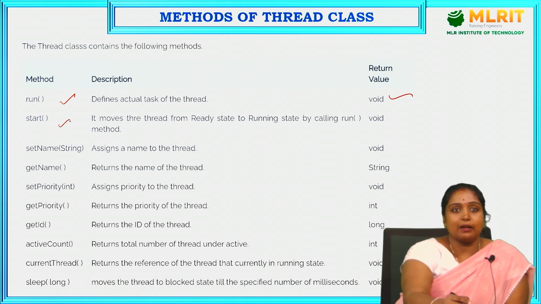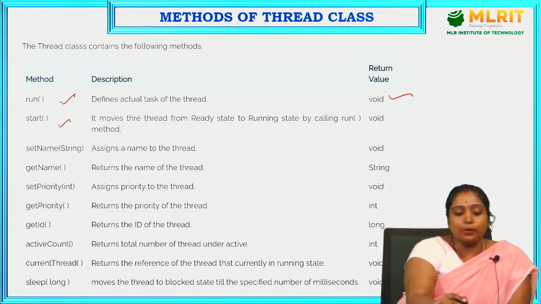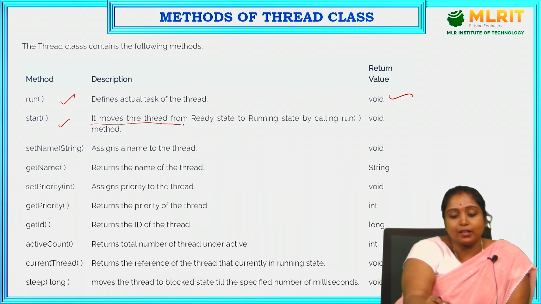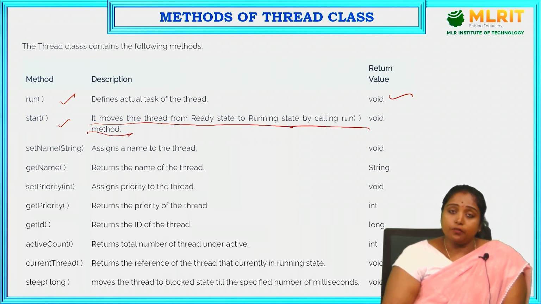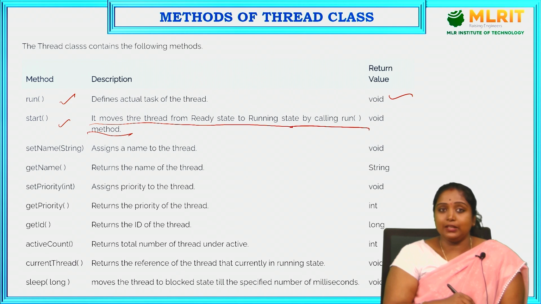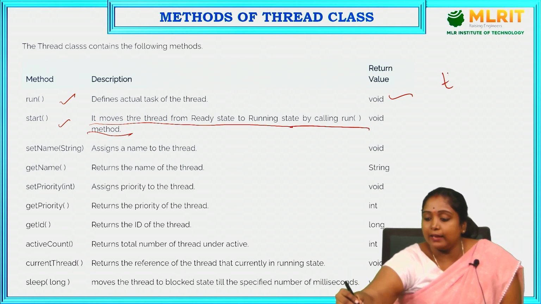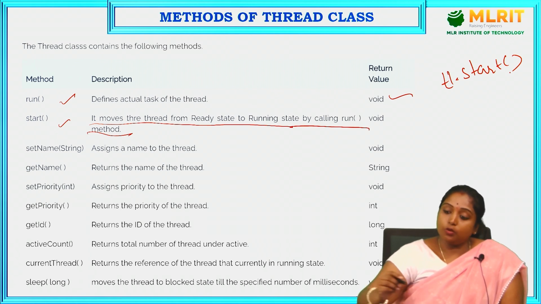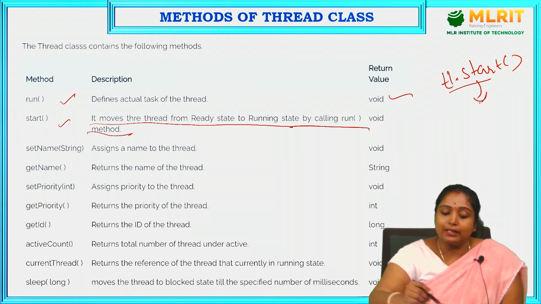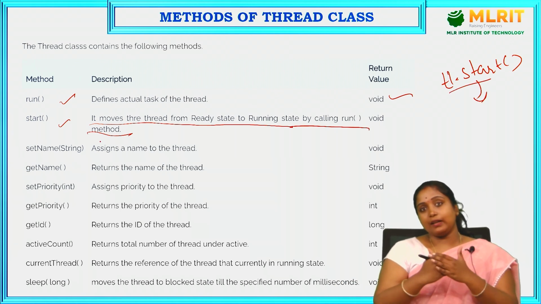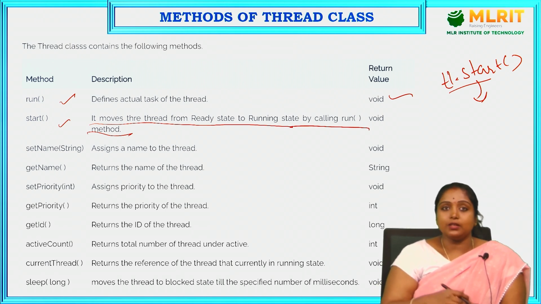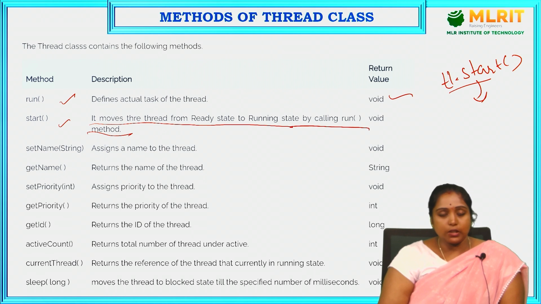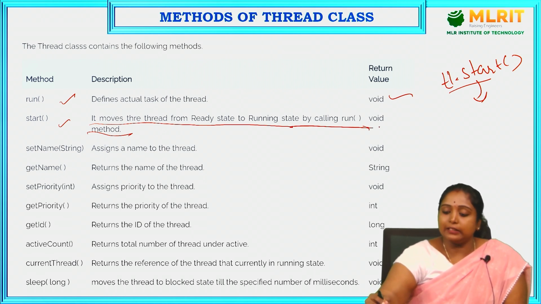Then the start method. The start method moves a thread from the ready state to the running state by calling the run method. In the previous session, we saw programs where we just call t1.start but do not call t1.run anywhere. Here itself, it automatically moves the thread from ready to running state and calls the run method automatically. You need not call it explicitly. And the return type is void.